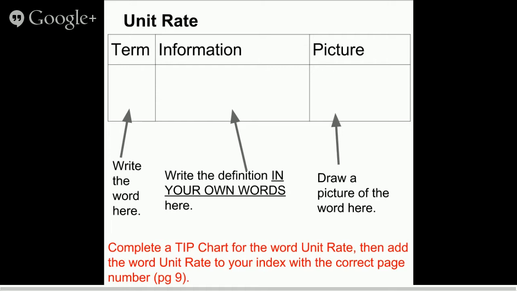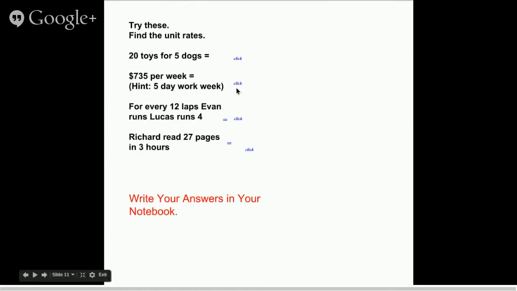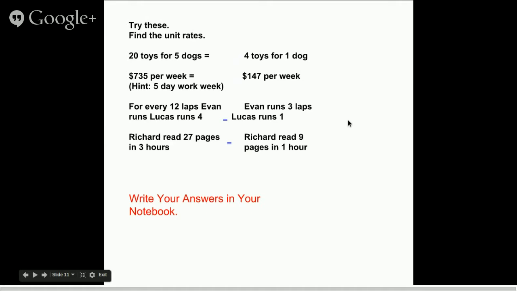All right. Next, I want you to find these unit rates. So here are the rates. You find the unit rates. Go ahead and pause it. All right. So Rich reads 9 pages in an hour. Lucas runs 1 lap for every 3 laps Evan runs. This should be $147 per day, and then 4 toys per dog. All right.